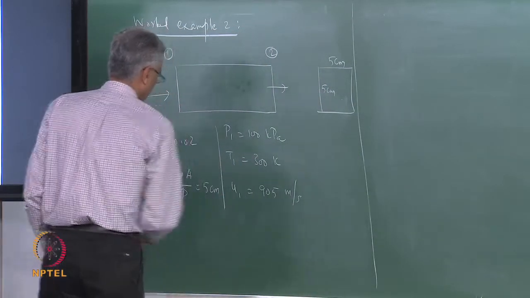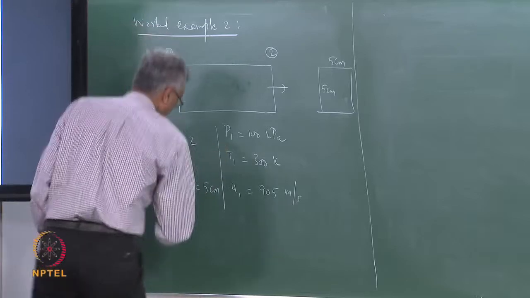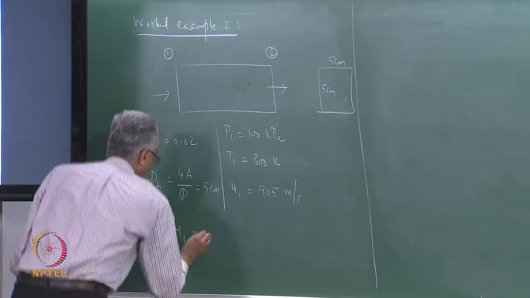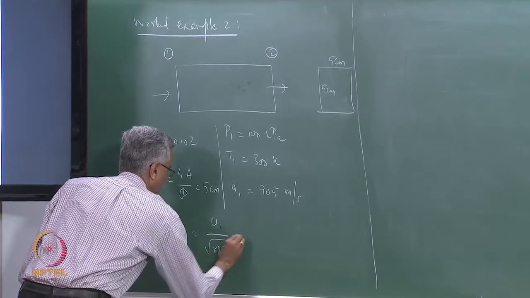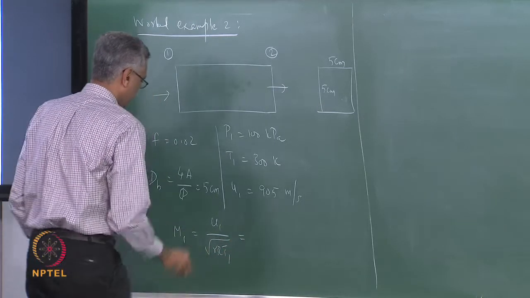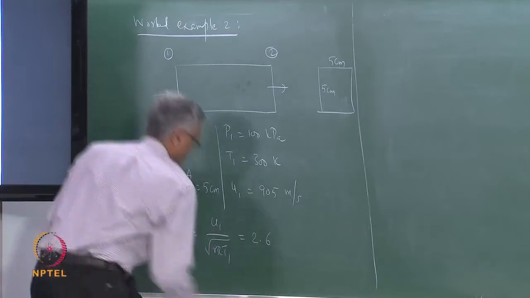Okay. So, let us start with, since the static conditions are already given, we can calculate the initial Mach number M1 as u1 divided by square root of gamma R T1, and this I get to be 2.6.